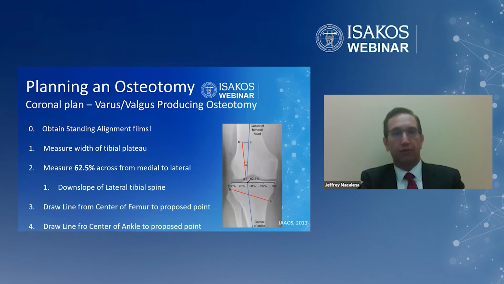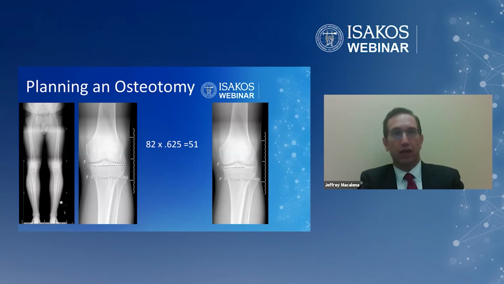After that, you draw a line from the center of the femur to the proposed point on the femoral side, and the same thing on the ankle side. And I'm going to try to show that in a case example, because I think it might help cement that home. So step 1 on the far left side of the screen, obtain standing alignment films. Measure across the width of the tibia. As you see here, we measured it at 82 millimeters.